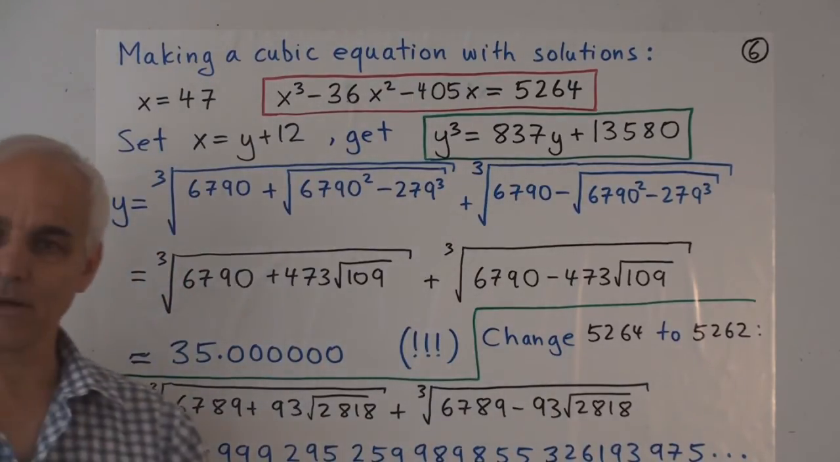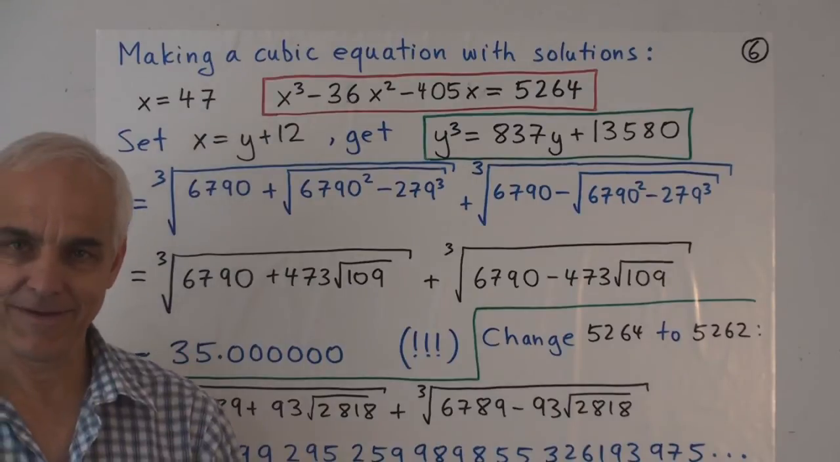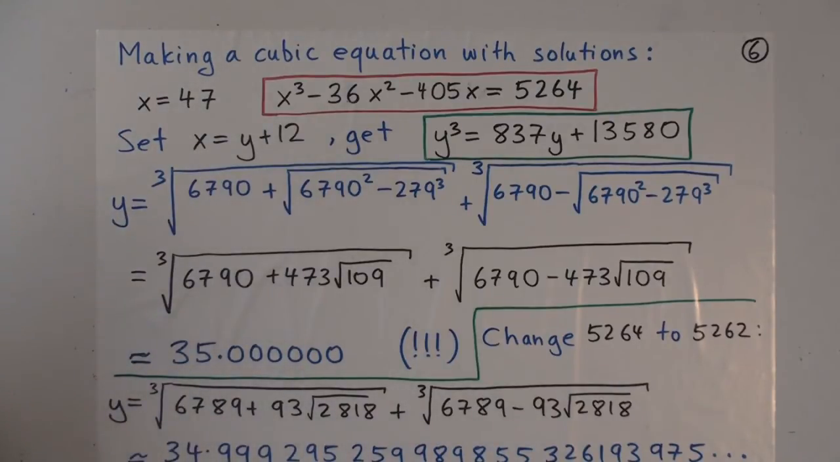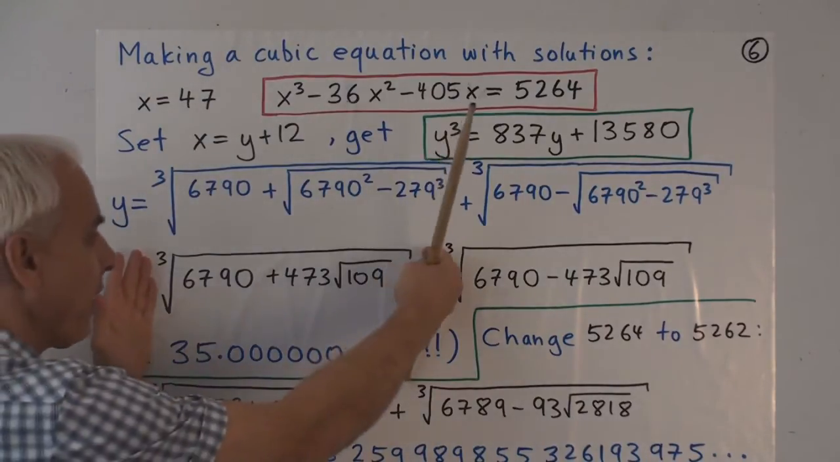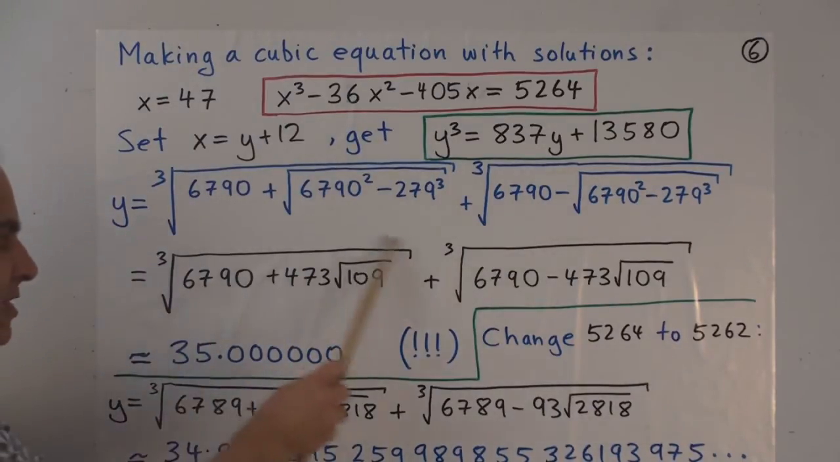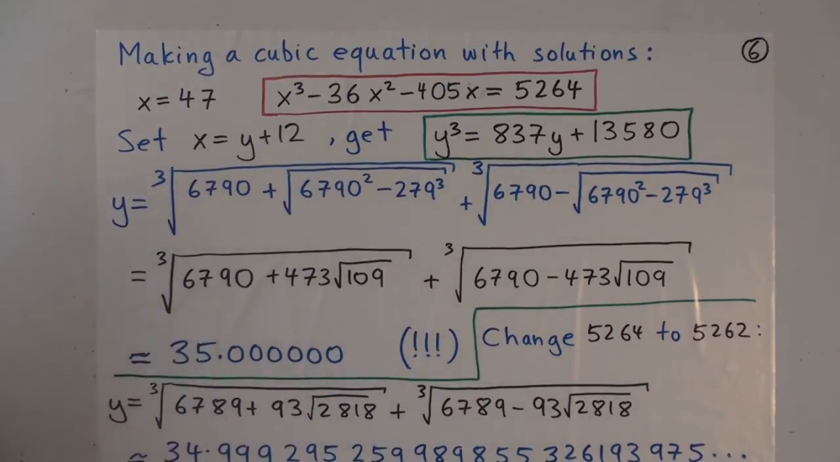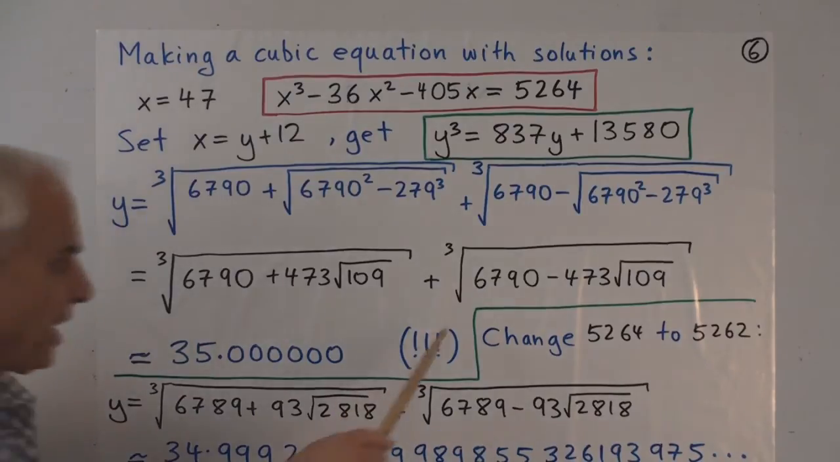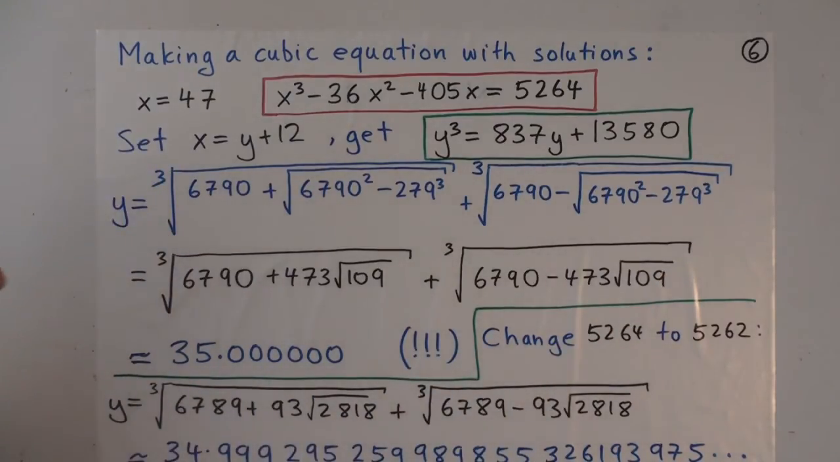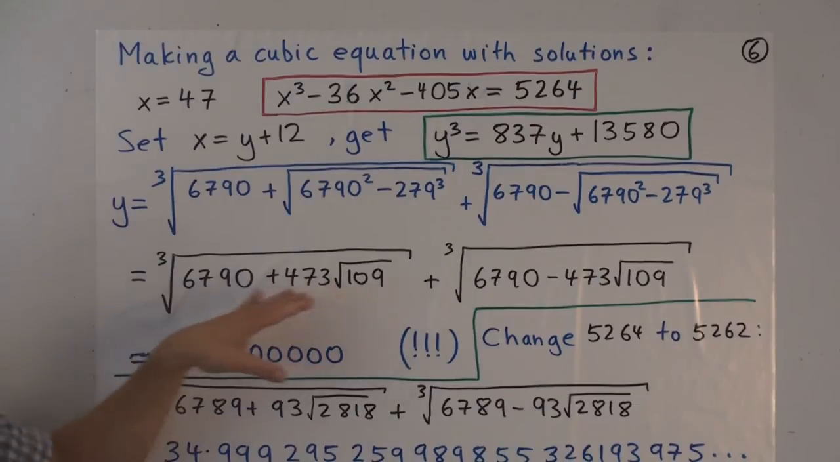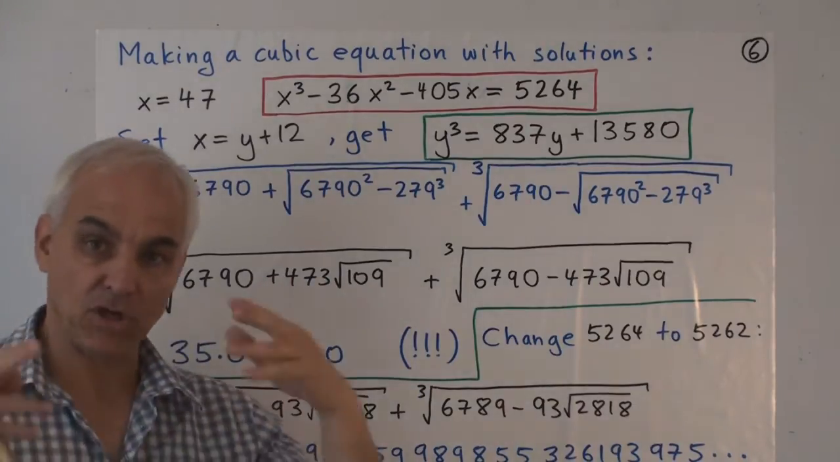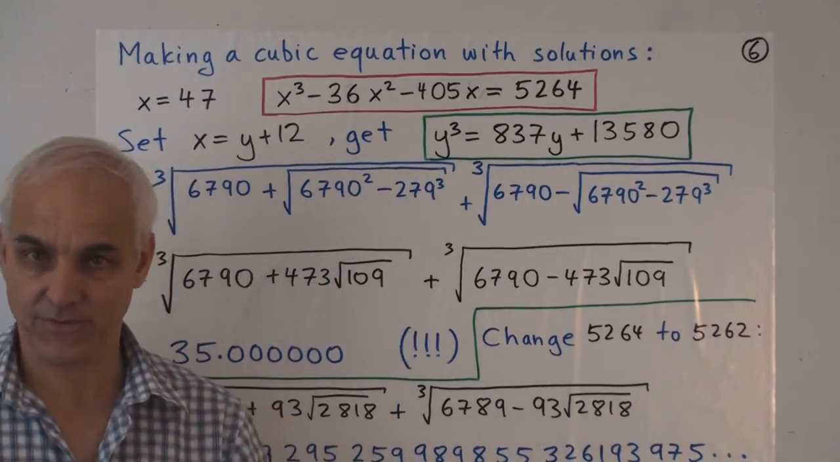But you can see that something remarkable is happening. This thing here obviously doesn't simplify easily, but somehow miraculously the sum of these two turns out to be 35. So there's some very subtle algebra going on here between these cubed roots and the nested square roots.